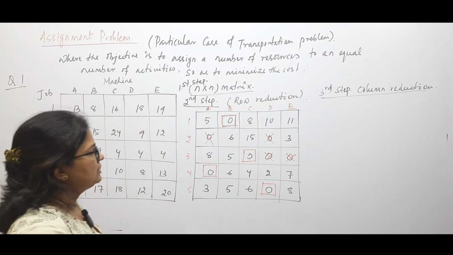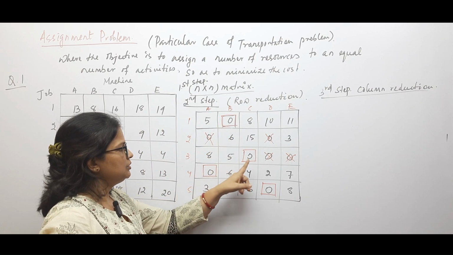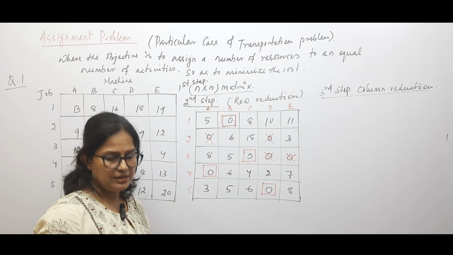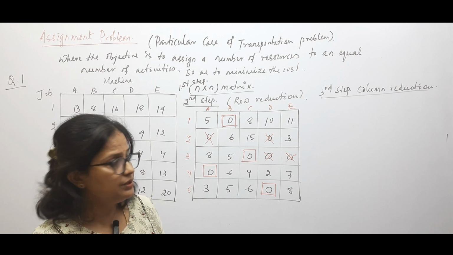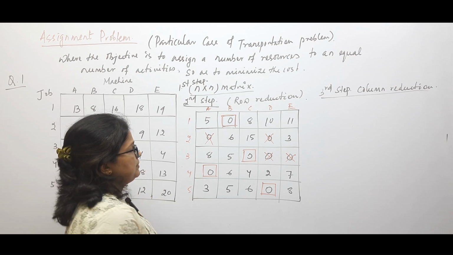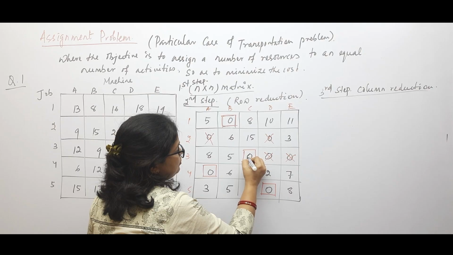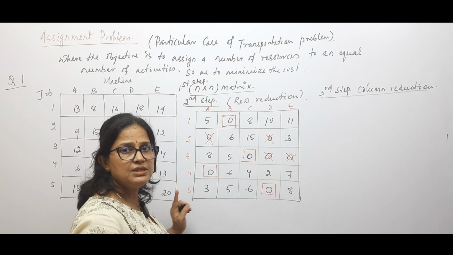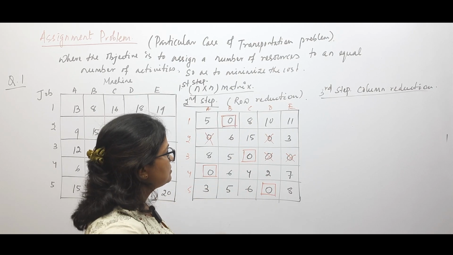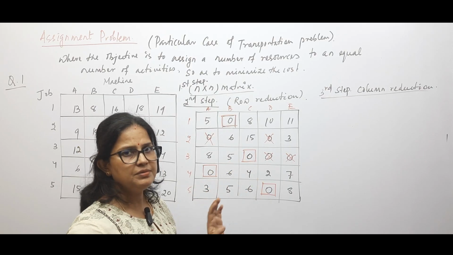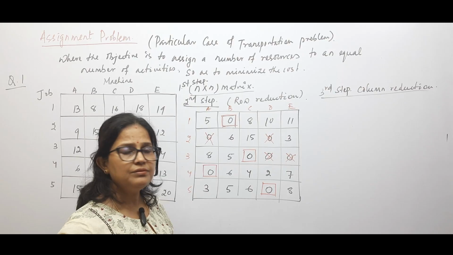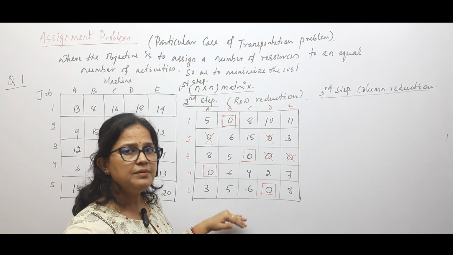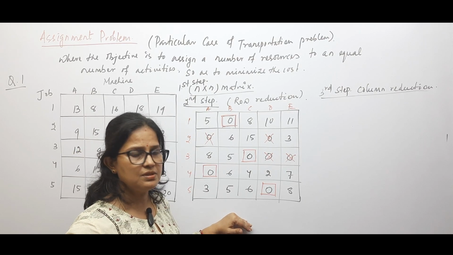How many assignments are there? We have 1, 2, 3, 4 assignments. But how many do we need? As 5 jobs and 5 machines are there, we need to assign each job to each machine, so we need 5 assignments. But there are only 4. So how do we solve the problem? The next step is to go for the iteration process.